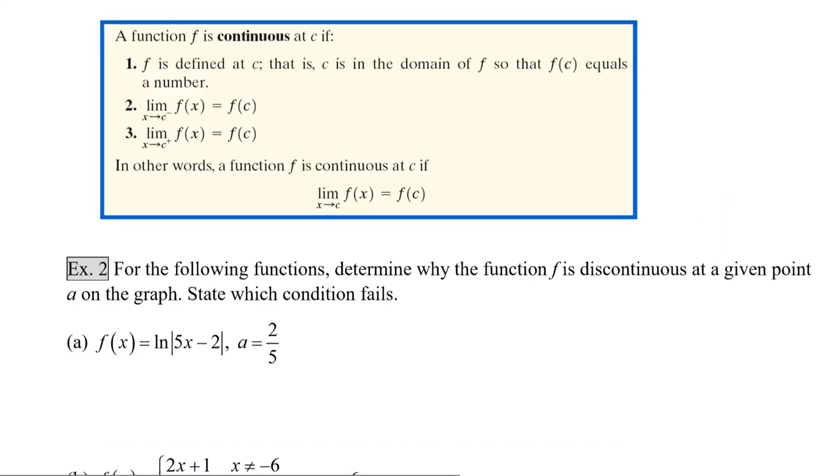A very important concept in calculus is the idea of continuity. So a function f is continuous at c if f is defined at c. So basically, if you evaluate f of c and you get a number, you've met the first requirement. The second requirement is that the limit as x approaches c from the left has to equal f of c, and the limit as x approaches c from the right has to equal f of c. So basically, a function f is continuous at c if the limit as x approaches c of f of x exists and it equals f of c.